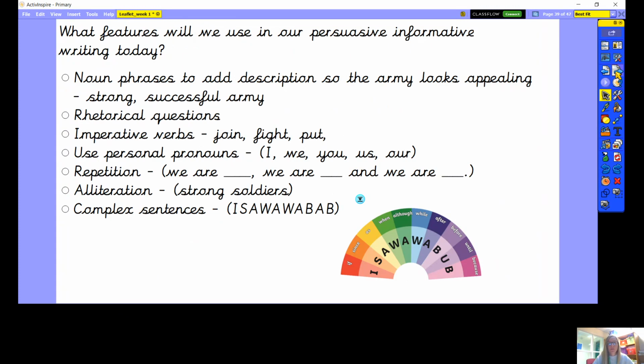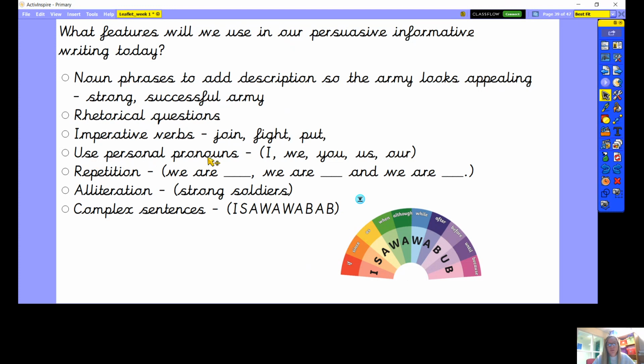So what features are we going to use in our persuasive informative writing today? These are the things that we've been talking about so far and looking at in our model. We're looking for noun phrases today to add descriptions so the army looks appealing, so words like strong, successful army. We might use rhetorical questions today, so questions that don't really need an answer. We might use imperative verbs in our writing today, so words like join, fight, put, you must.